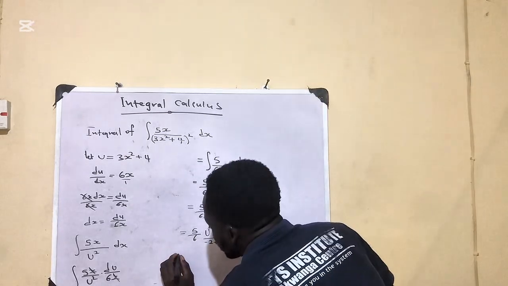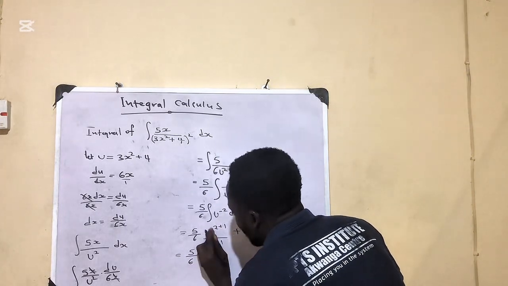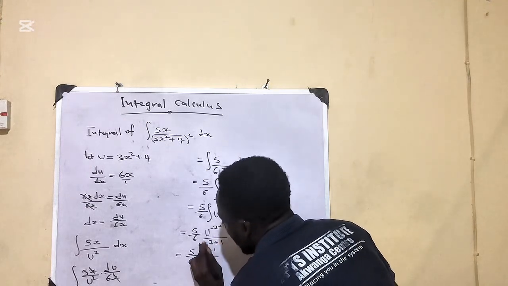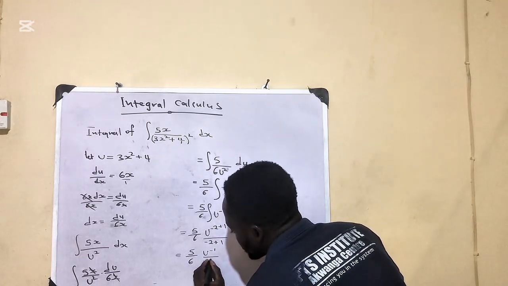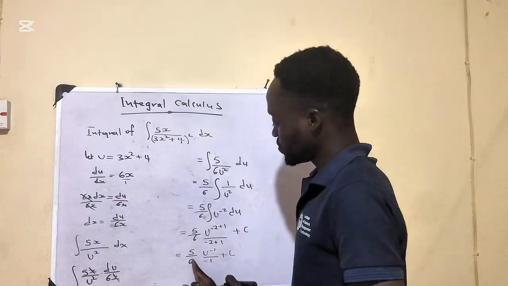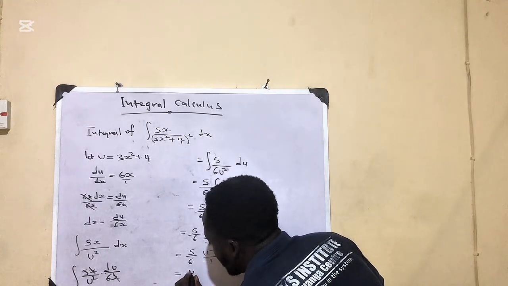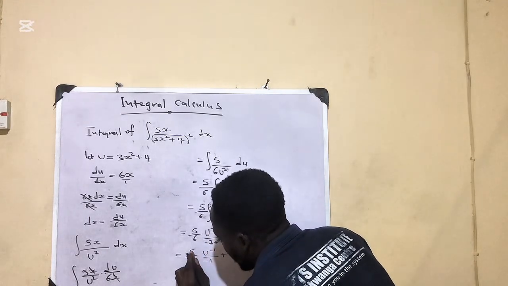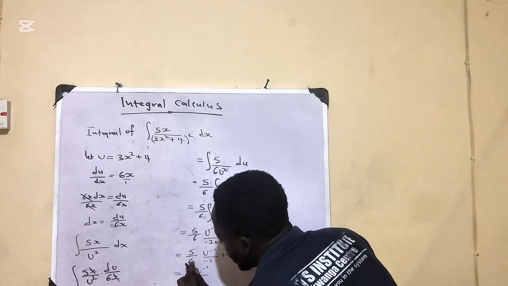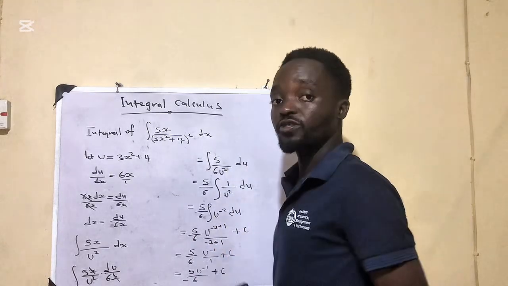So we can now add these powers. We are going to have 5 over 6, and then u to the power of minus 2 plus 1 is minus 1, over minus 2 plus 1, which is minus 1, and then plus c. Again we can multiply by what we have here. 5 multiplied by u to the minus 1 is 5u inverse, divided by 6 multiplied by minus 1, which is minus 6, then plus c, which is our constant of integration.